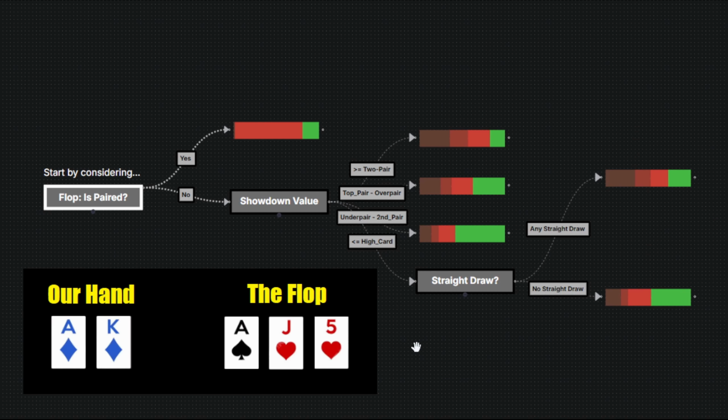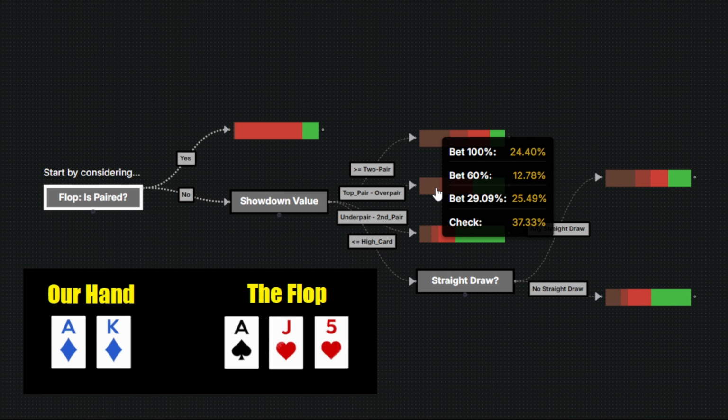Now let's consider the situation where we have ace-king on ace-jack-5. So first we consider, is the flop paired? Ace-jack-5 is not paired, so we follow this no here. Now it wants us to consider our showdown value. Well, we have top pair, so we follow this second arrow through here, because that is top pair and over pair. And here we get the corresponding strategy. Well, we bet pot a quarter of the time, bet 60% pot 13% of the time, and we bet small 25% of the time, and check the rest.